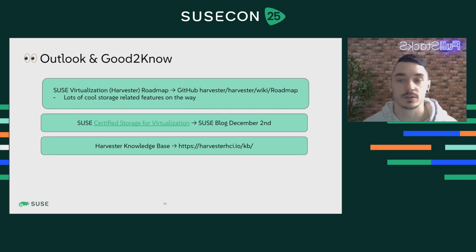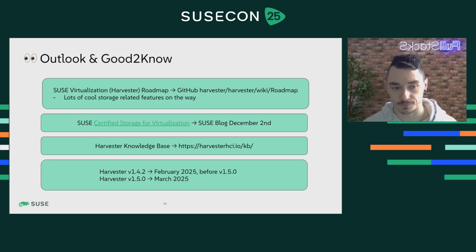Another great source of information is the Harvester knowledge base. You will also find some great articles regarding networking and storage there. Just be aware that it's a somewhat different URL. So if you have a look at harvesterhci.io/kb, like knowledge base, you will definitely find some valuable insights there as well.